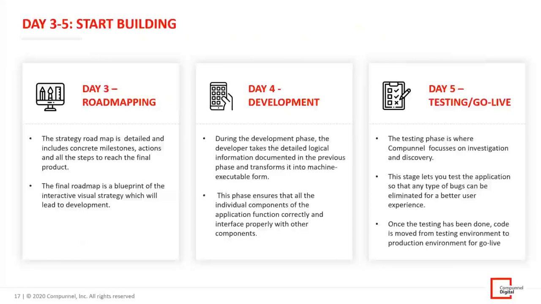Day three, we talked about road mapping. The strategy roadmap is detailed and includes concrete milestones, actions, and all steps to reach the final product. And the final roadmap is a blueprint, an interactive visual strategy, which will lead to development.